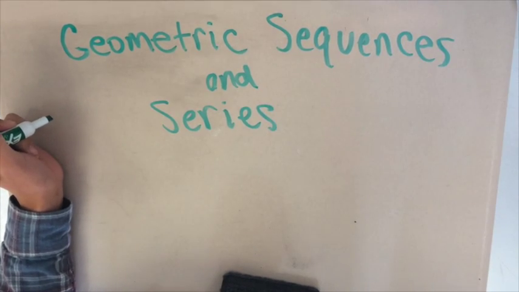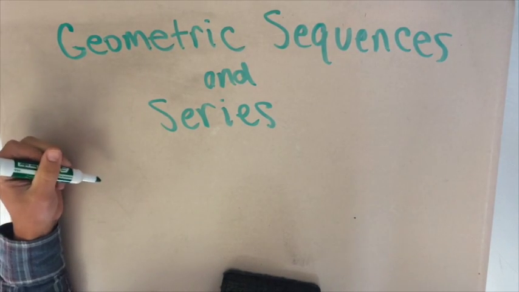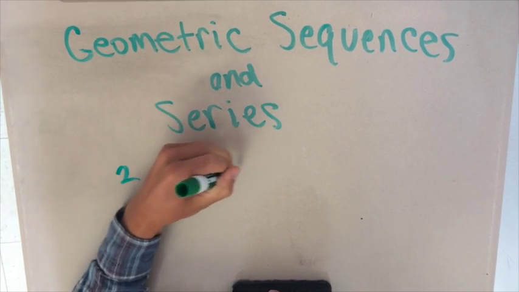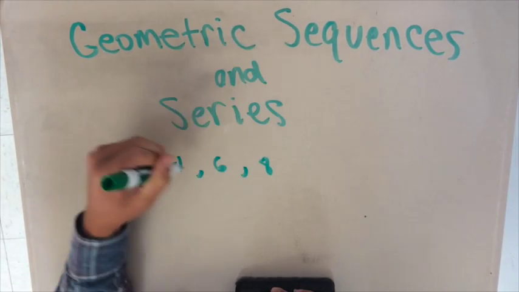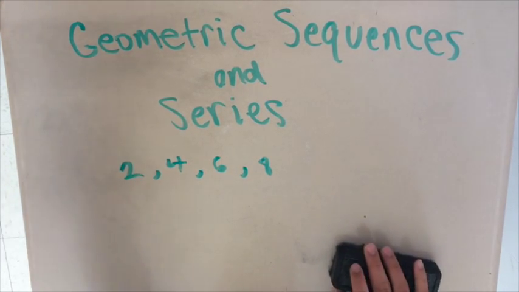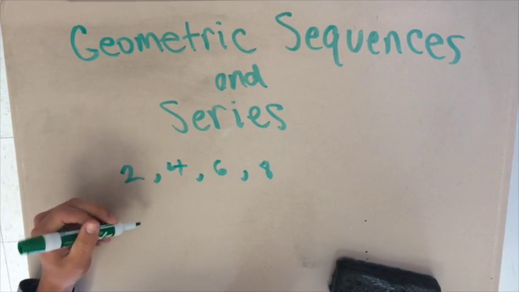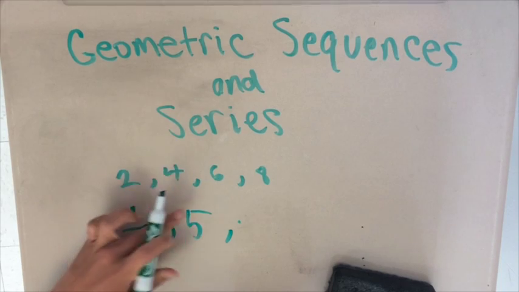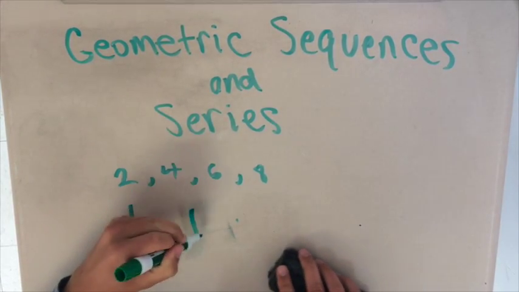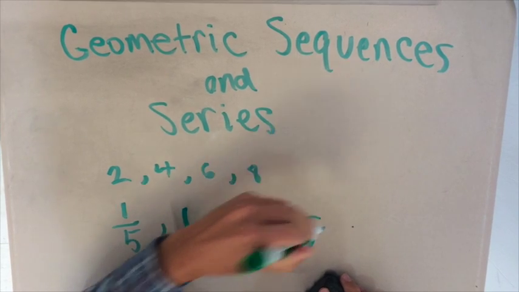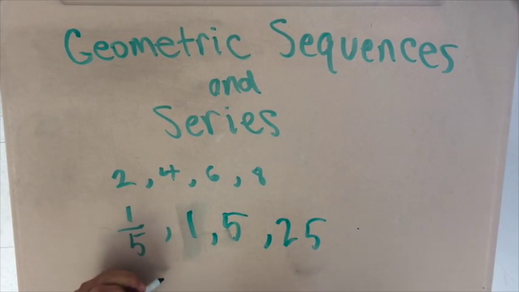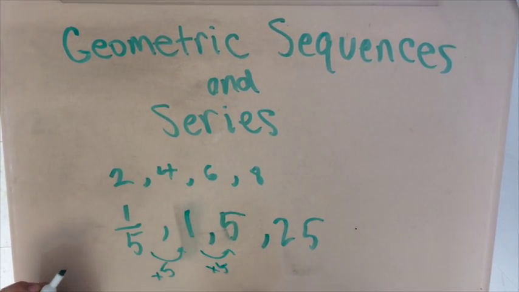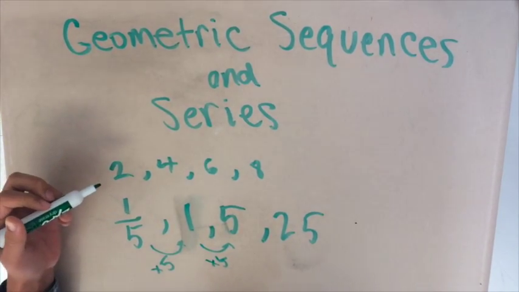Okay, so we've done arithmetic sequences and series, and now we're going to do geometric sequences and series. So what the difference is with geometric is it's a list of numbers, but instead of them going up by a constant amount of, say, plus 2, plus 2, plus 2, it's going to increase by a common ratio that it's being multiplied by. So it's going to be something like 1/5, 1, 5, 25. So this is being multiplied times 5, times 5, and so on. So it's going to increase more and more instead of just being added.